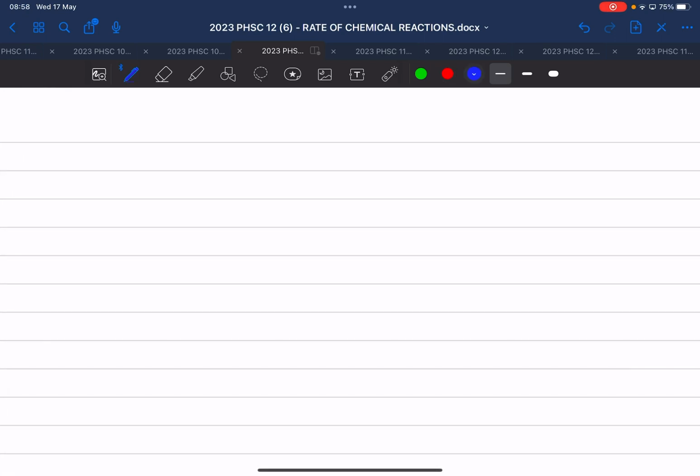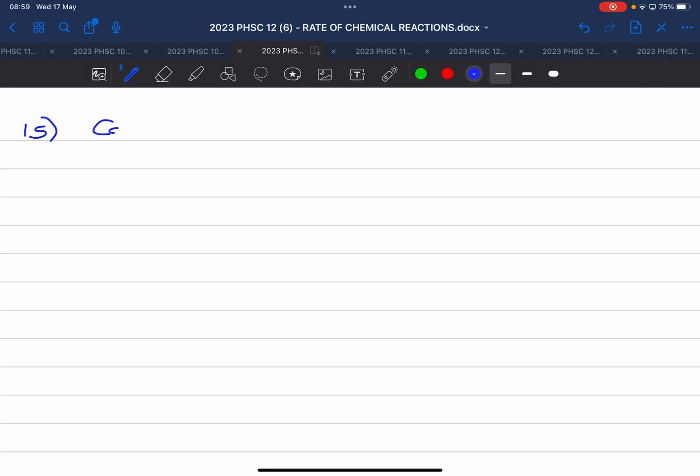Okay, with mole table, what do we start with? Balanced equation. Okay, so we have calcium carbonate reacts with hydrochloric acid, and that gives you calcium chloride and water and carbon dioxide.